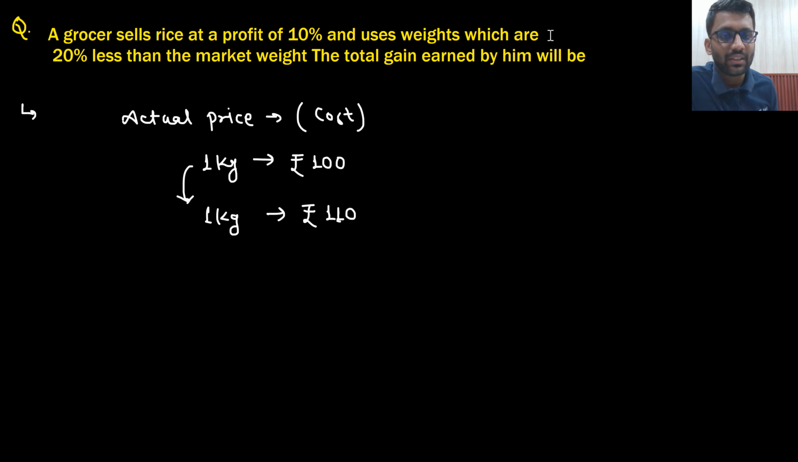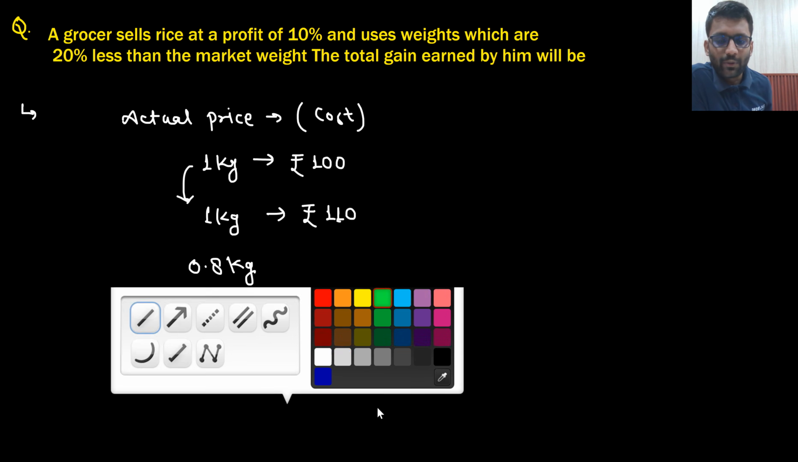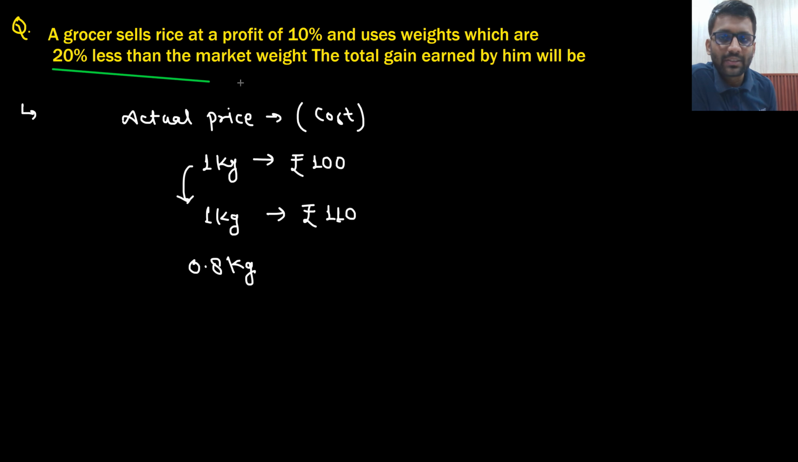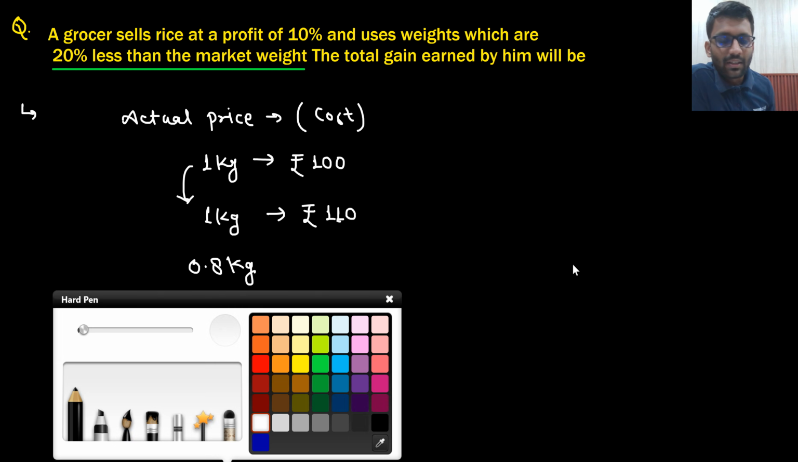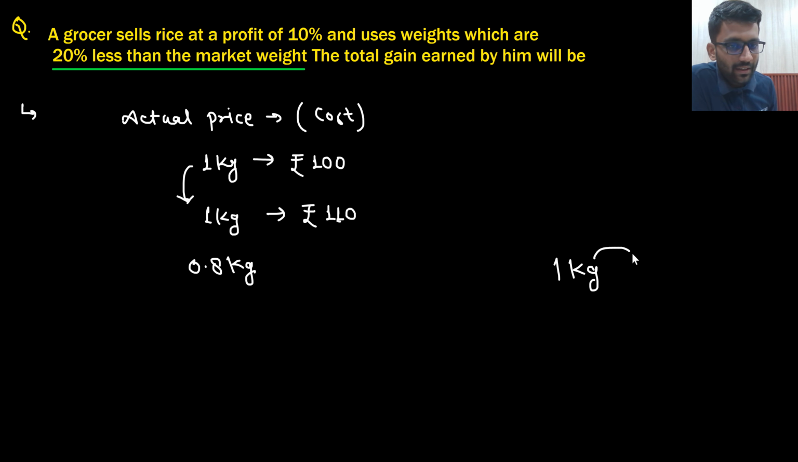He is using weights which are 20% less than the market weight. What do you mean by that? That means instead of 1 kg, he is giving you only 0.8 kg. Did you understand this point? Using weights which are 20% less than the market weight means that if something is of 1 kg, you need only 0.8 kg, and it will give the reading of 1 kg.